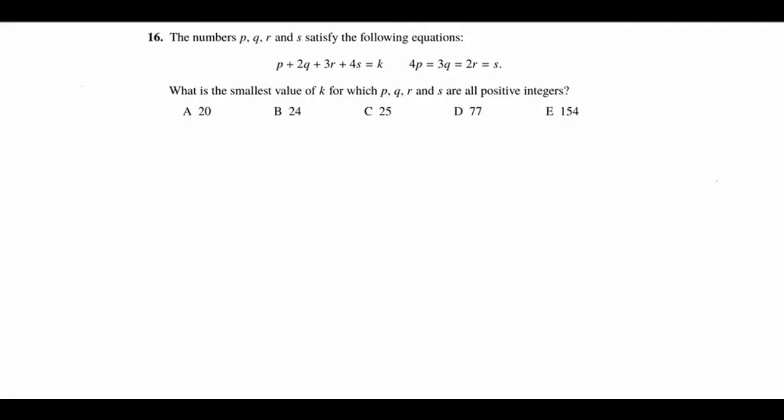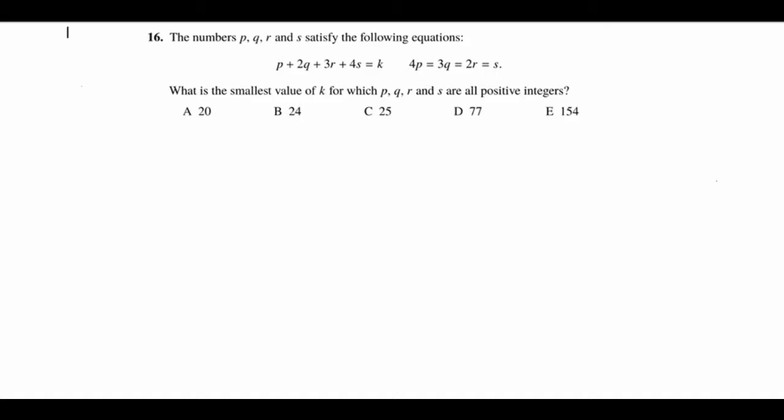Okay, question 16 is: the numbers P, Q, R, and S satisfy the following equations. P plus 2Q plus 3R plus 4S is equal to K, and 4P is equal to 3Q is equal to 2R is equal to S. What is the smallest value of K for which P, Q, R, and S are all positive integers?